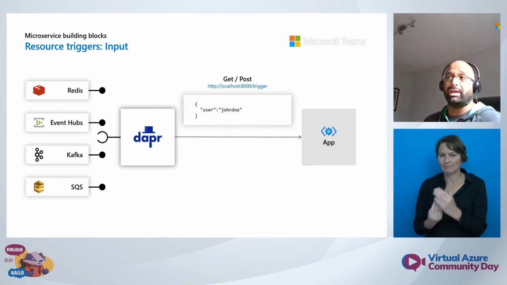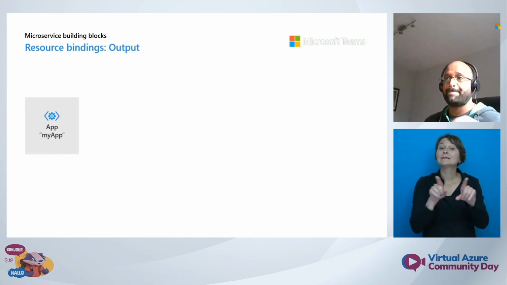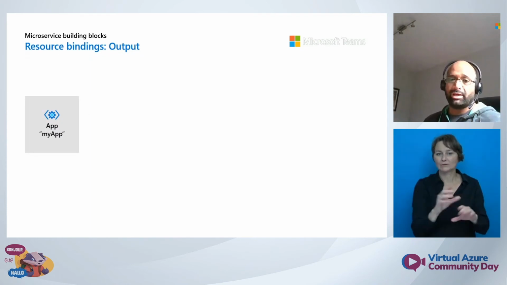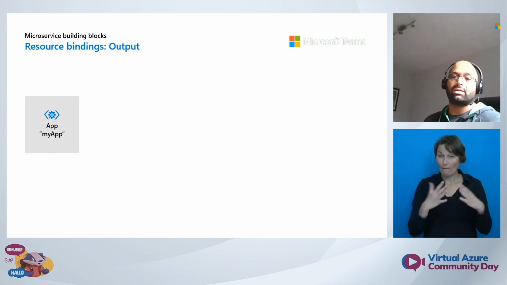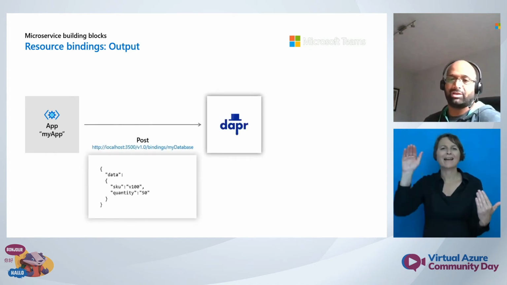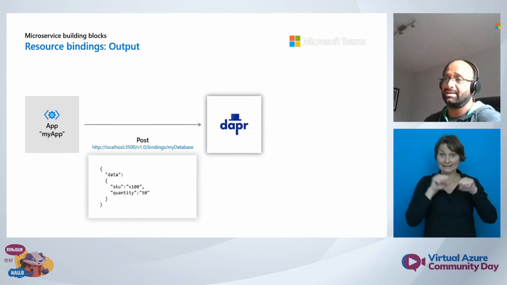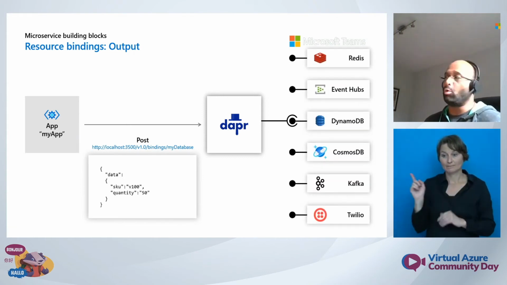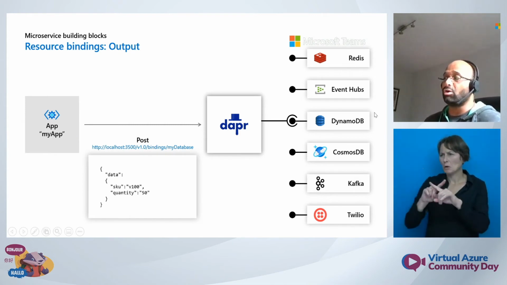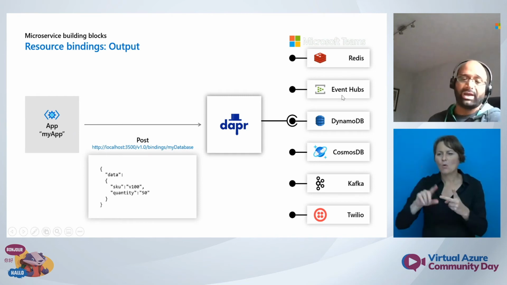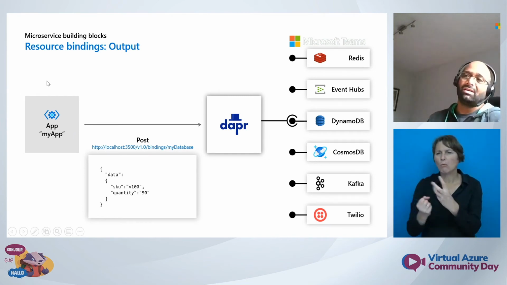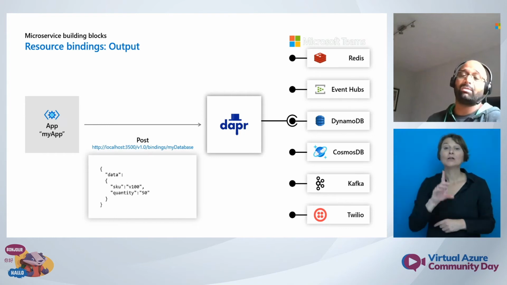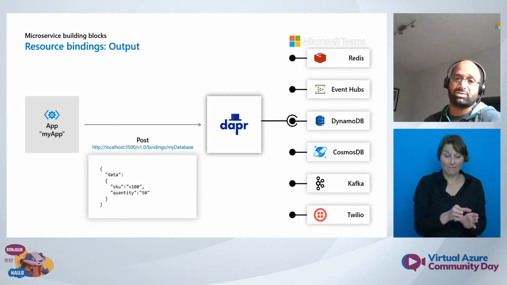In the similar way, you have output binding. In output binding, you actually invoke external systems based on some events happening in your system. So for example, in this case, I'm invoking some different systems. So I can choose to invoke something on a Cosmos DB or a Kafka or Twilio or Event Hubs. So this way, Dapr with this resource binding building block helped me to build event-driven architectures.